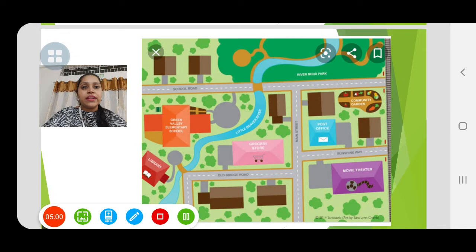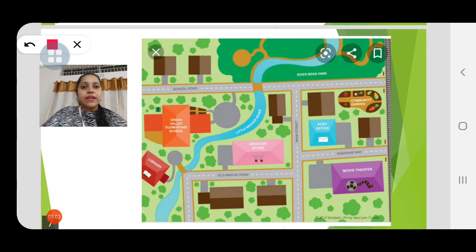And what is that detail, children? You can see a library, a movie theater, a post office, a grocery store, everything is shown in a detailed way. Okay children, so the map of a small area will have every detail in it.